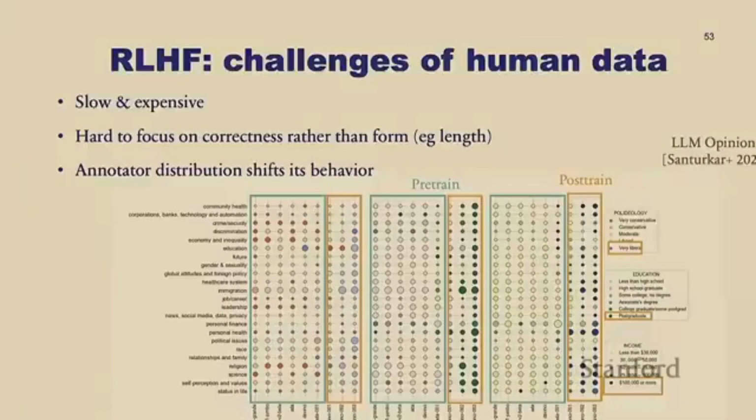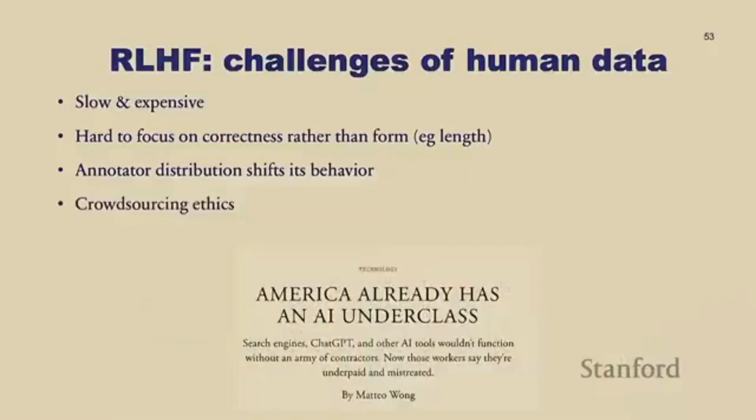Annotator distribution shift: the distribution of annotators that you use matters a lot. And you have to think about what the humans are that we even want to represent in these models. Another question is crowdsourcing ethics. A lot of the labeling that is done, the people who do it are not paid well, and they have to go through a lot of toxic data because you basically want the model to avoid saying toxic things. So, crowdsourcing ethics too. So many challenges with human data.